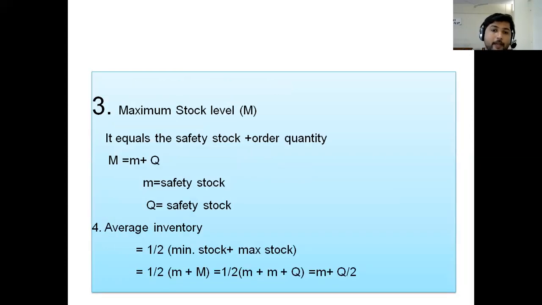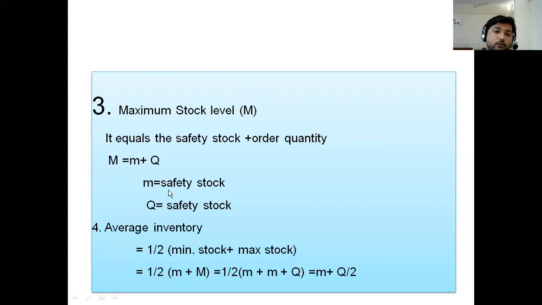Now the third thing is nothing but the maximum stock level. So for a particular material, what should be the maximum stock level in case of a Q type of system? It should be equal to the safety stock plus order quantity. Maximum stock level we will call capital M. So capital M is equal to small m, where small m is nothing but the safety stock level, plus Q, your ordering quantity or your EOQ, economic order quantity. So M plus Q will be equal to maximum stock level.